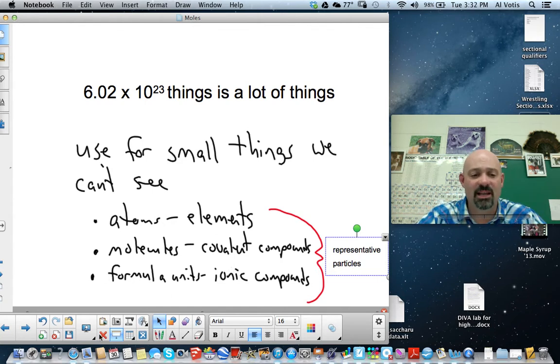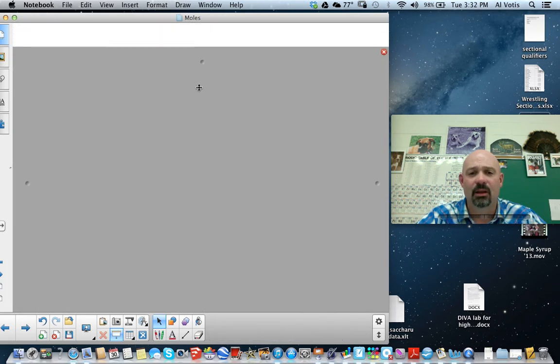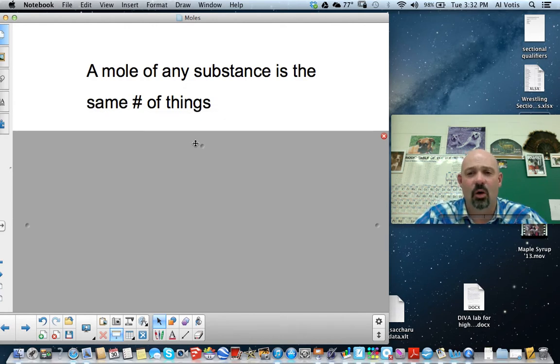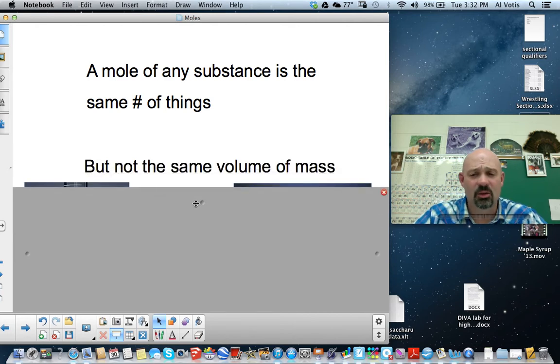So the reason that we talk about moles is because it's a way for us to really be able to compare things. And so when we talk about a mole of anything, it's always going to be the same number of stuff. Whether it's a mole of pencils, a mole of sheep, or a mole of atoms, we're talking about 6.02 times 10 to the 23rd of those things. So it's a comparison for us. But one thing we find out is while we might have the same number of things, we're not going to have the same volume or the same mass of your substances. That's going to be different.